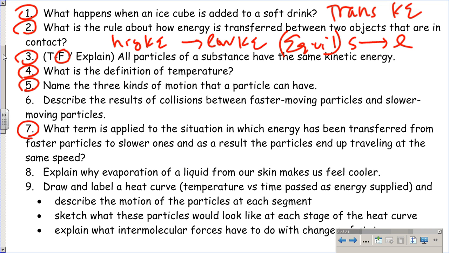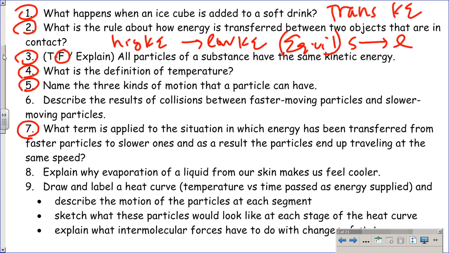Number five. Name three kinds of motion. Go for it, Benny. Translation. Vibration. And rotation. Okay. The definition of vibration is wiggle in a fixed position. Translation and rotation. So there we go, we just did the three. And all those can be related to kinetic energy.